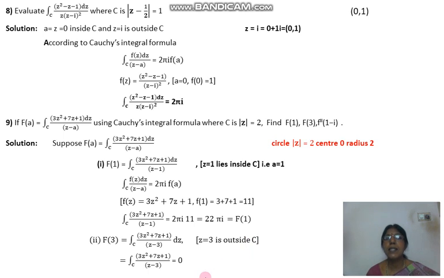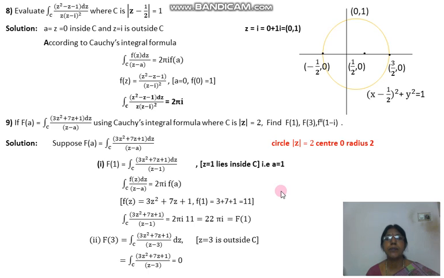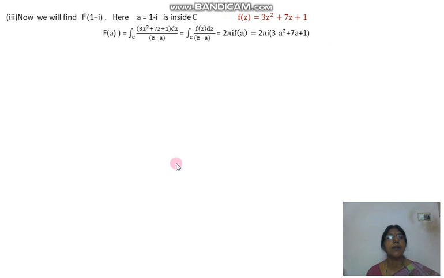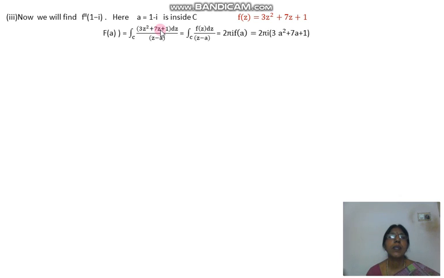Okay, now we see the next one, f double dash 1 minus I. Note that this is a small f. Next we see the third one. Now we will find f double dash 1 minus I. Here what is a? A is equal to 1 minus I. Does it lie inside? Yes, it lies inside C, because this point becomes 1, and since the radius is 2, 1 lies inside.